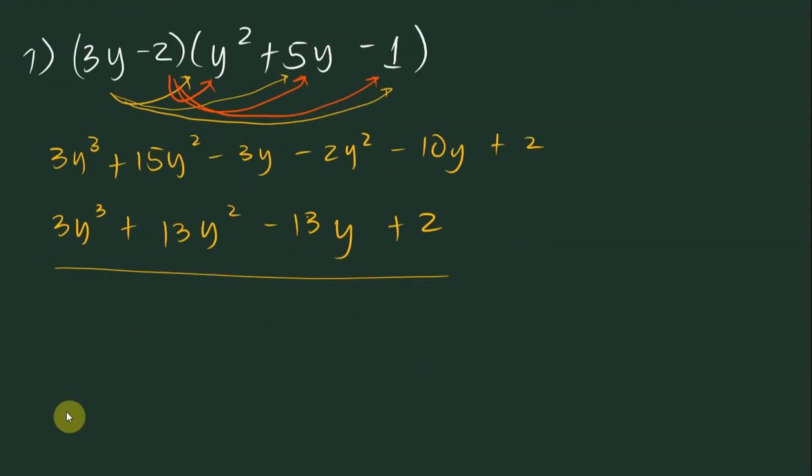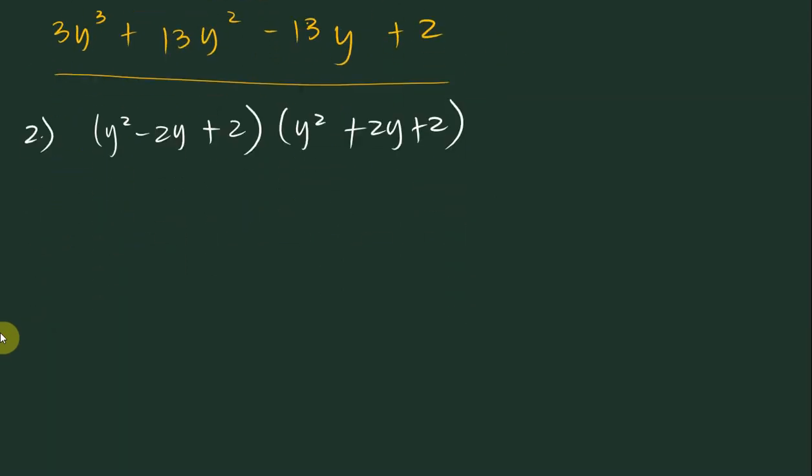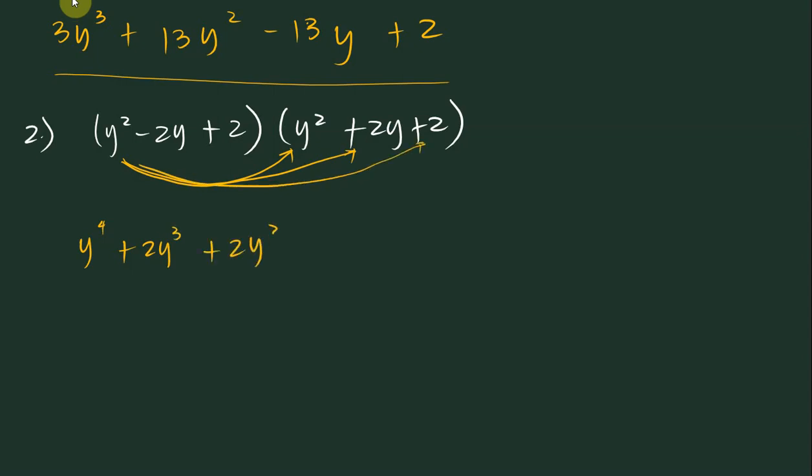And let's have another example. We have here y squared minus 2y plus 2 times y squared plus 2y plus 2. So we have y squared times y squared, we have y to the fourth, right? And then y squared multiplied by 2y, that would be plus 2y cubed. And then here plus 2y squared.